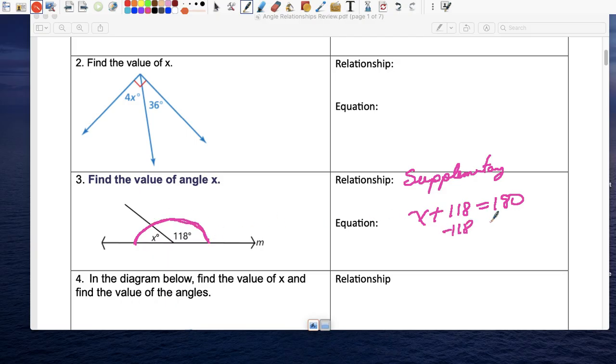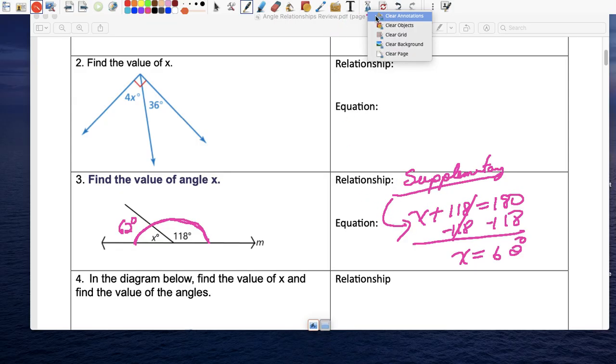Minus 118, minus 118, that goes away. x equals 62 degrees. So that's 118, which you already knew how to do, but I'm just telling you that. You knew they were supplementary, therefore you knew how to create the angle.